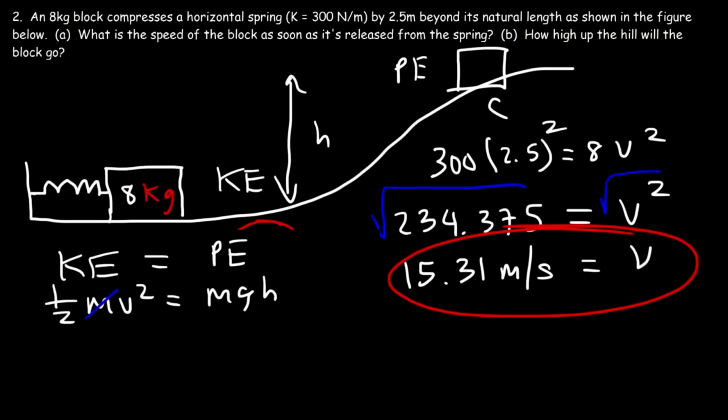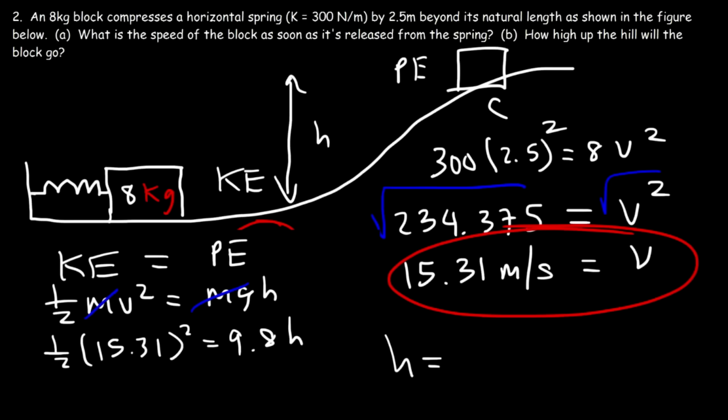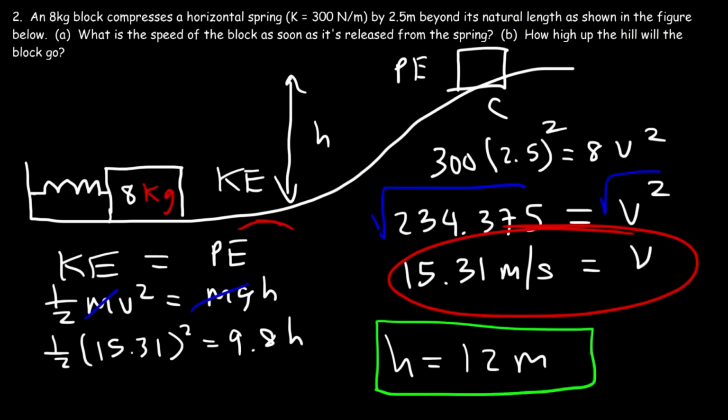So once again, we can cancel m. Now let's go ahead and plug in everything that we have. So it's 1/2 times v squared, which is 15.31 squared, and that's equal to g times h. So 15.31 squared times 0.5 divided by 9.8 will give us a height of about 12 meters if you round it to the nearest whole number. So that's how high the block is going to go before it comes to rest.